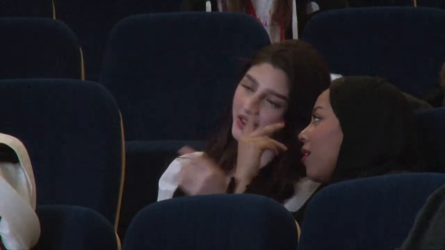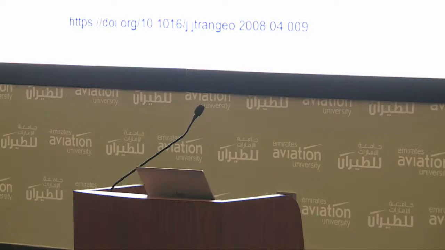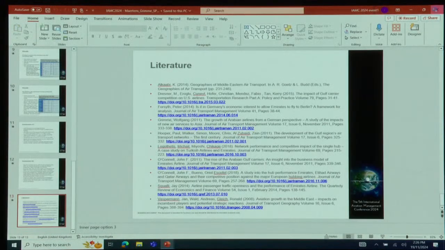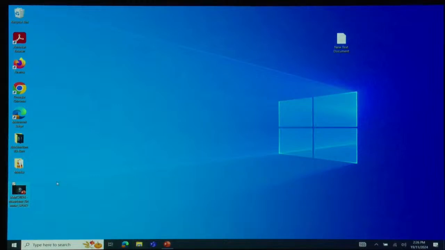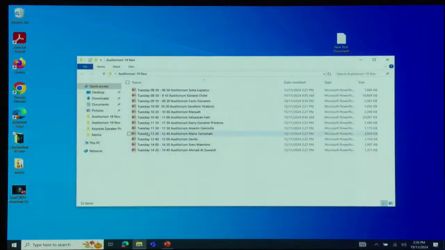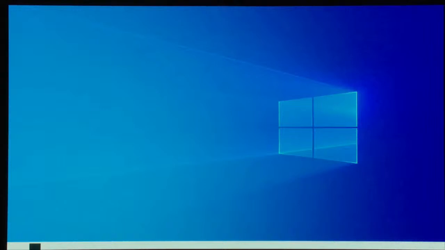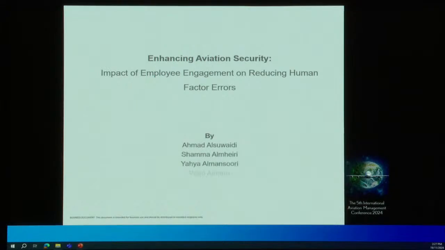Now we have the very last speaker of the entire conference. So there is no pressure to leave us on a high here. We have Ahmad Al-Swadi, who is the head of admissions and registration at the Dubai Police Academy, and who's going to be talking about an incredibly important aspect of aviation, which is methods of enhancing aviation security through employee engagement. So a key topic, and one which I'm sure will generate lots of questions.